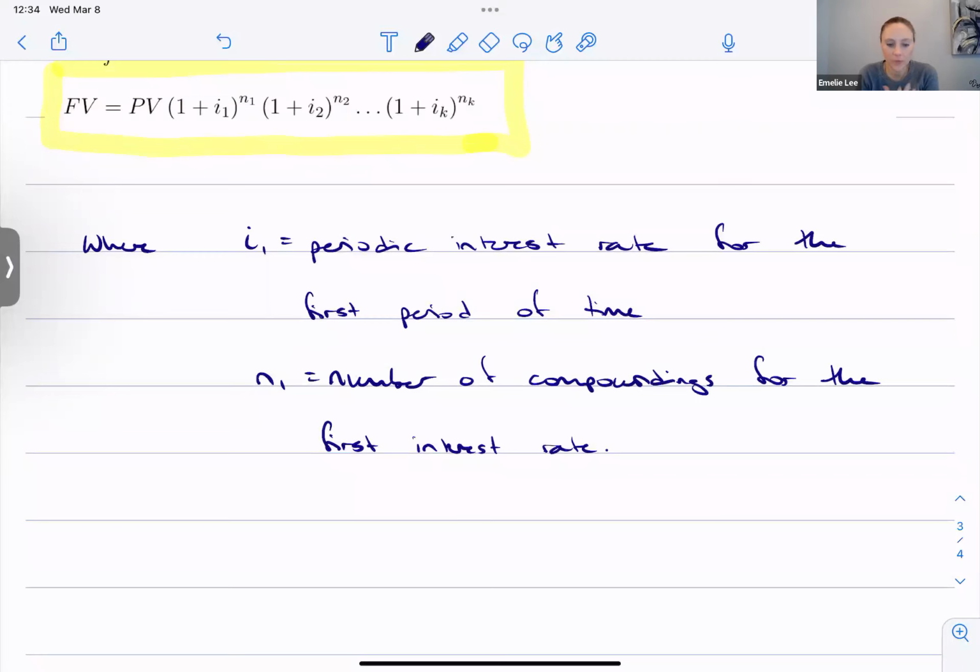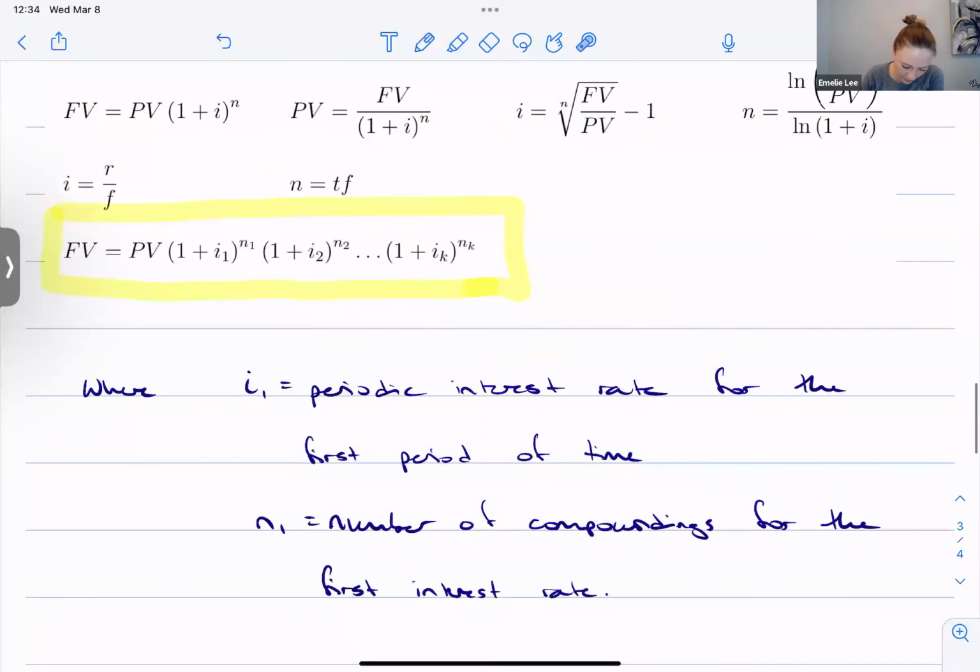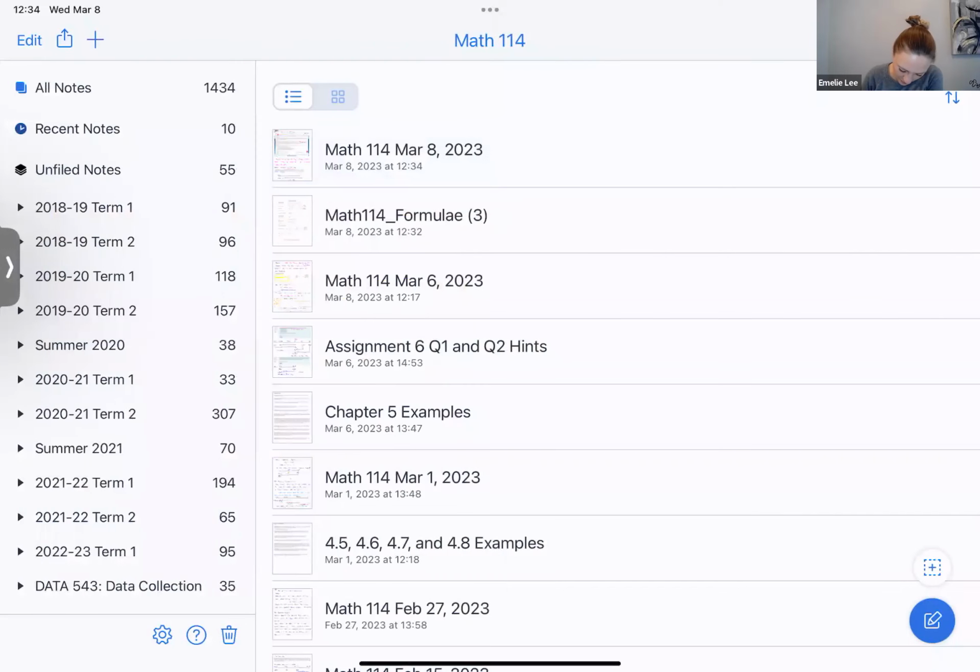Right, same formula that we've been working with. FV is PV times 1 plus I to the power of N, but now I just happens to change, right? And it only holds for some number of N. And so PV times 1 plus I to the power of N1 times 1 plus I2 to the power of N2, and so on and so forth. Very similar. So we've got an example here.